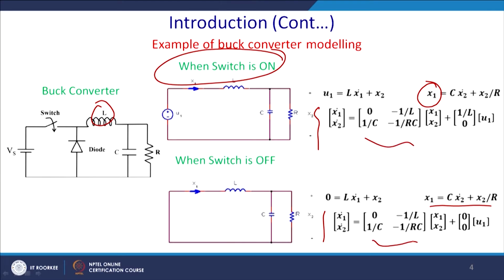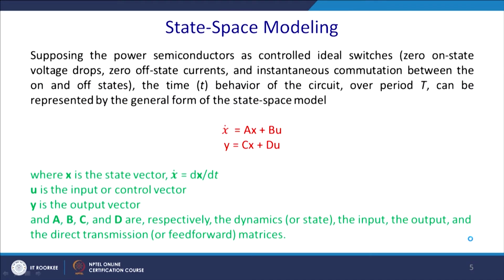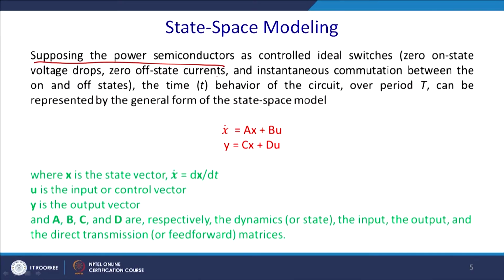So, you can combine this matrix for 0 to t on, and this matrix for t on to t off, and they are required to be combined for the total time period. That is said to be the averaging model, because one phenomenon exists for the time t on, another phenomenon exists for the time t on to t, and in between they have to be coupled. So, we can say, supposing the power semiconductors are controlled ideal switches, this is our assumption: 0 on state voltage drop, 0 off state current, and instantaneous commutations between the on state and off state.